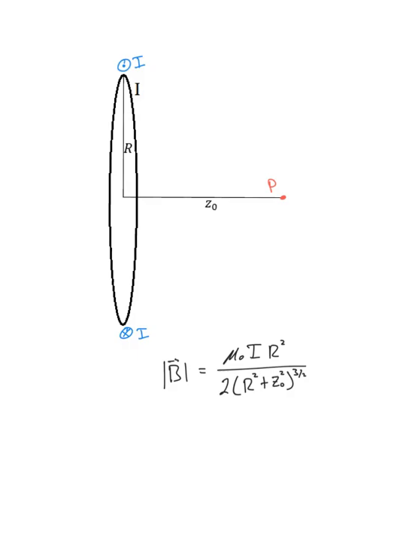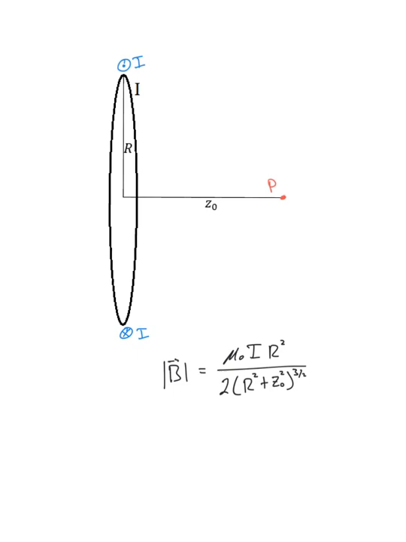In this video, we are going to talk about how to find the direction and magnitude of the magnetic field generated by a circular loop of current at some point along the central axis of the loop. Here I've labeled that point P. The loop is some distance, z naught, from the point horizontally, and the loop has a radius of big R.